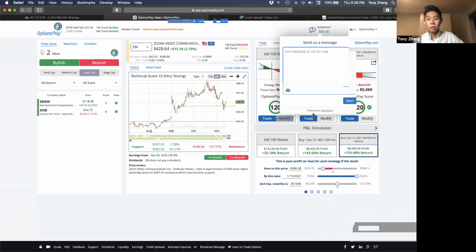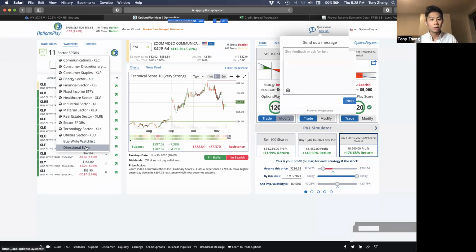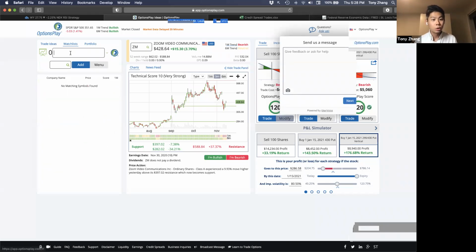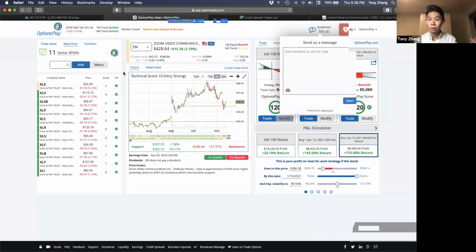I don't see directional. So Tyler, that was just the watch list. So the question is, he doesn't see the directional edge watch list. This is just a watch list that I created and I named directional edge and I put these symbols in it. You can create your own watch list and you can name it whatever you'd like. I just happened to name that one directional edge, so I remembered it for this webinar.